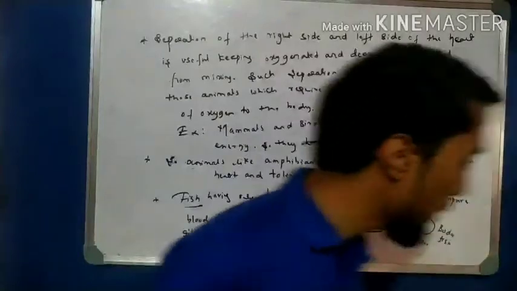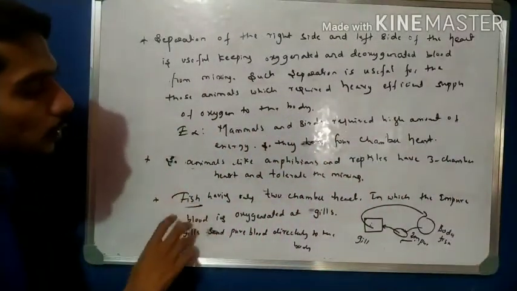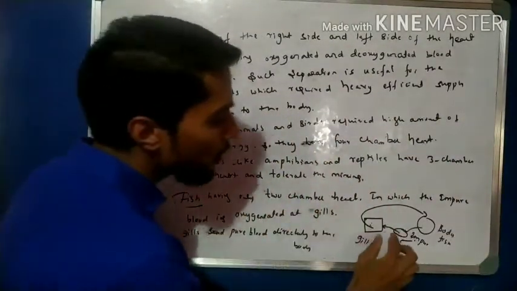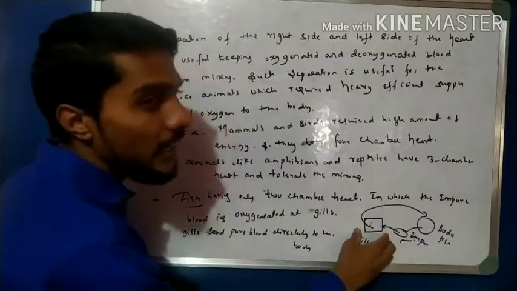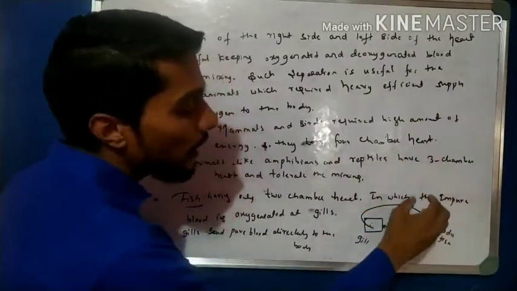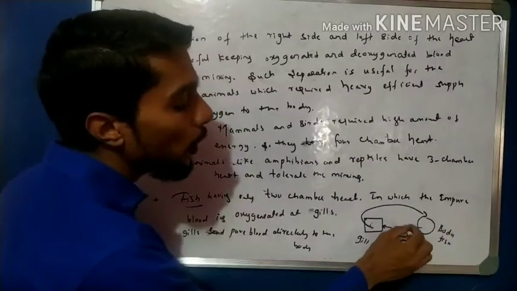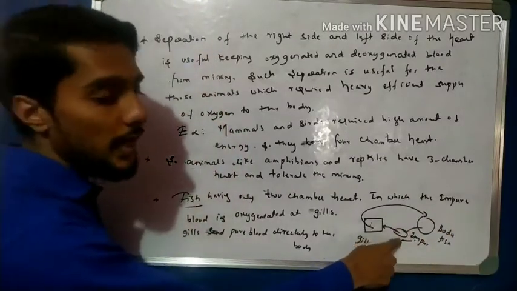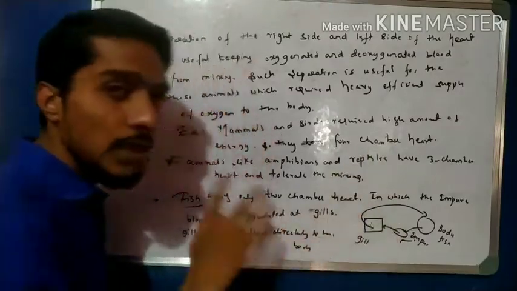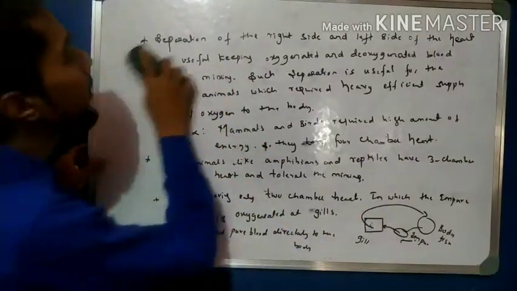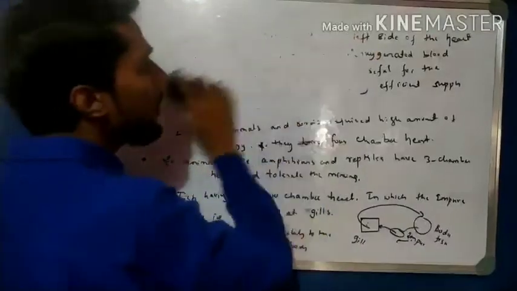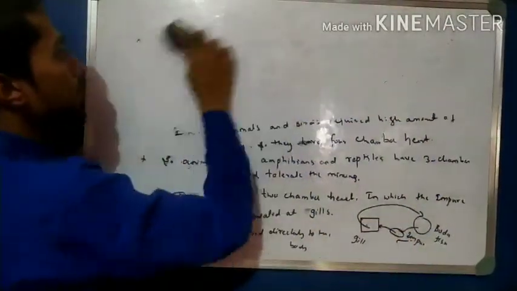So I take here, that is important. In the fish, there are only 2 chambers, and the blood is oxygenated in the gills, and the oxygenated blood is directly supplied to the body. Therefore, in fish you observe that the blood moves only once in one cycle through the heart. So this is what is single circulation. So I can write the definition of single circulation and double circulation, important.